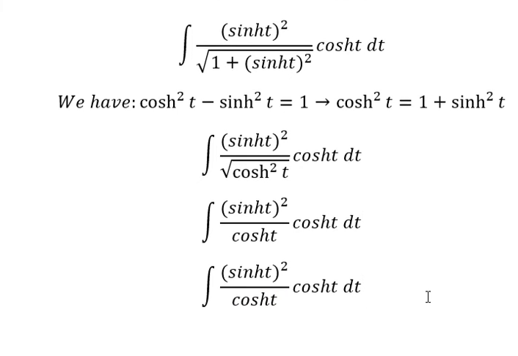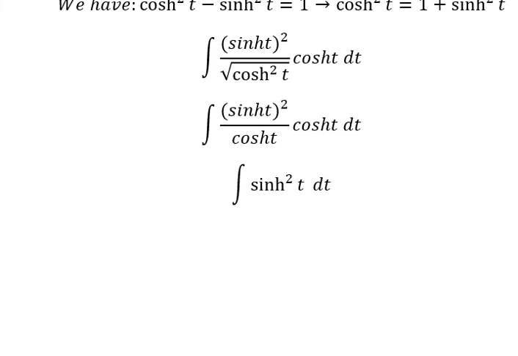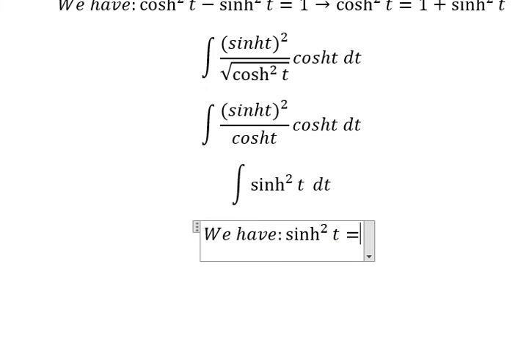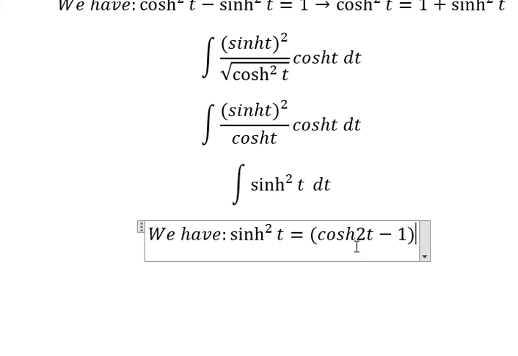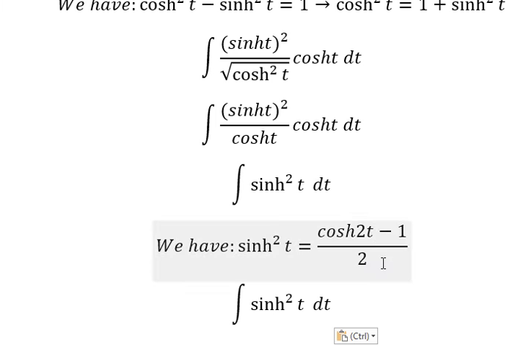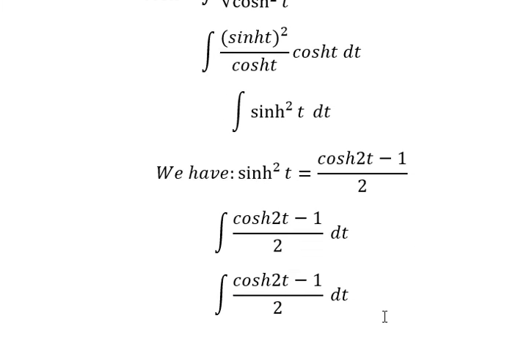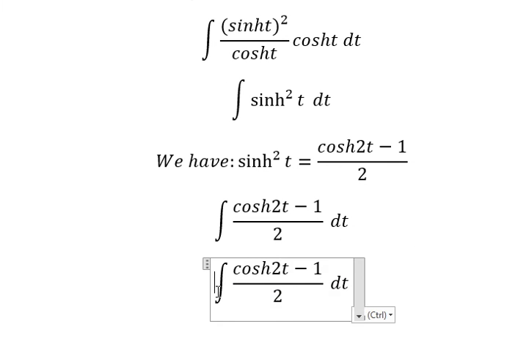And now we need to simplify it. So we have the next formula in here. Cos t squared equals to cos 2t plus number 1 over number 2. So I will put this one here. So I will put number 2 outside.